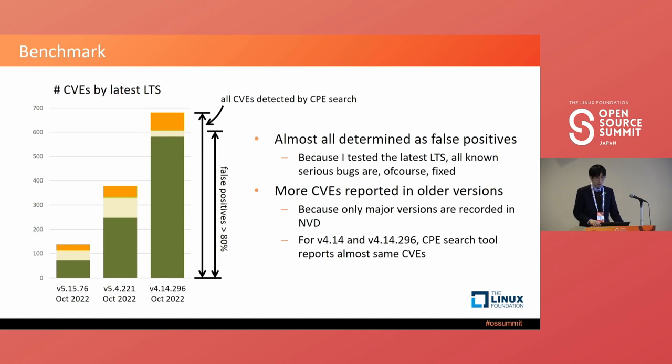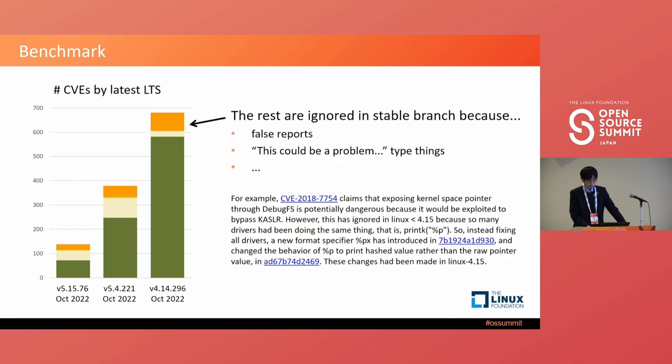The older versions have more CVEs reported because only major versions are recorded in the NVD. So the CVE search tool reports almost identical CVEs for 4.14 and 4.14.296. The orange area, this area, is marked as positive. These were ignored in the stable branch. CVEs are ignored in cases where they are incorrect or considered not serious.